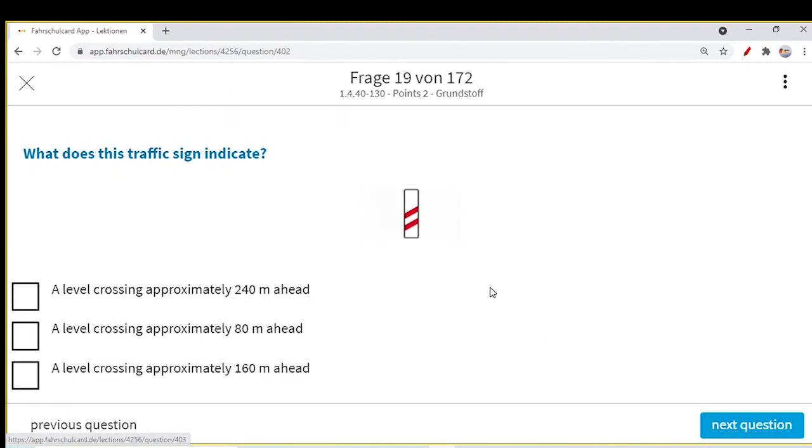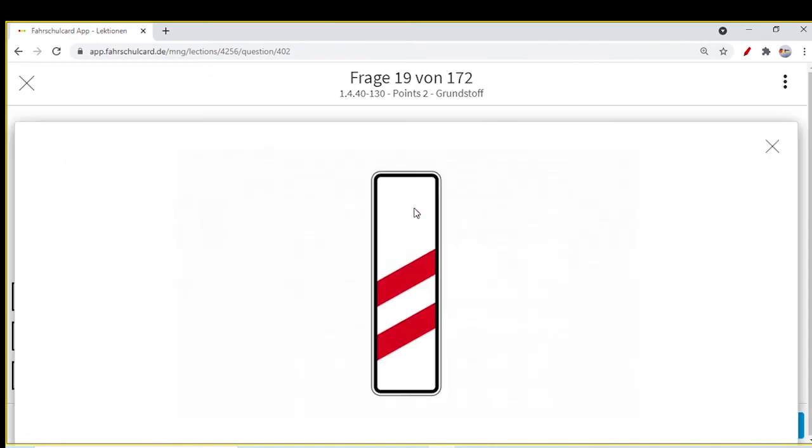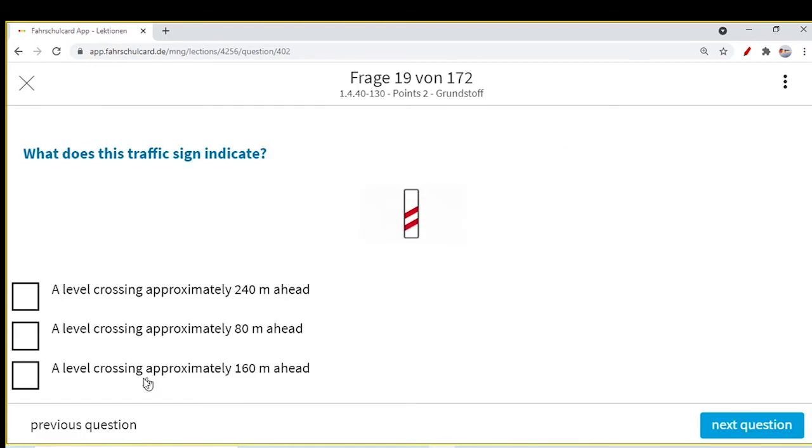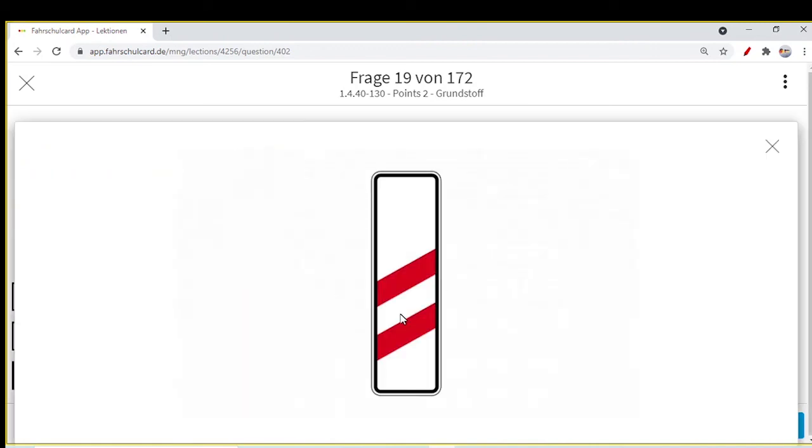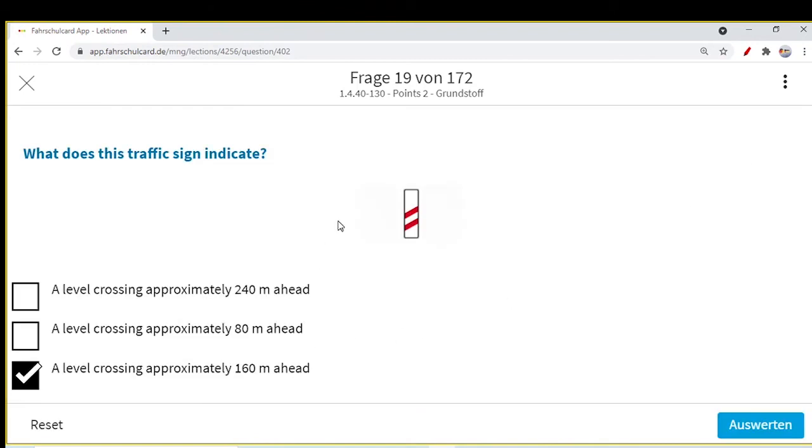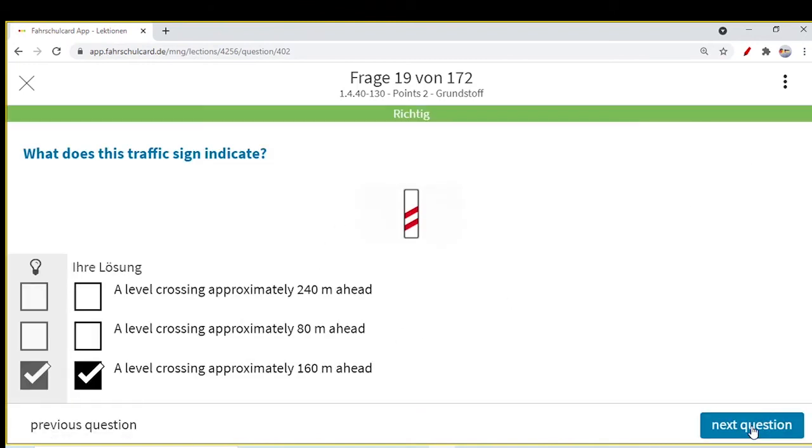Let's move to the next question. What does this traffic sign indicate? So this sign is always related to the level crossing or railway crossing. Whenever you see this sign, one line indicates 80 meter. That means there are two lines, so 80 plus 80, 160 meter. That means your railway line or railway crossing is 160 meter ahead. So it indicates a level crossing approximately 160 meter ahead. When there is a single line, then 80 meter, and a maximum of 3 lines could be possible, that is 240 meter. So right now 2 lines, so 160 meter.